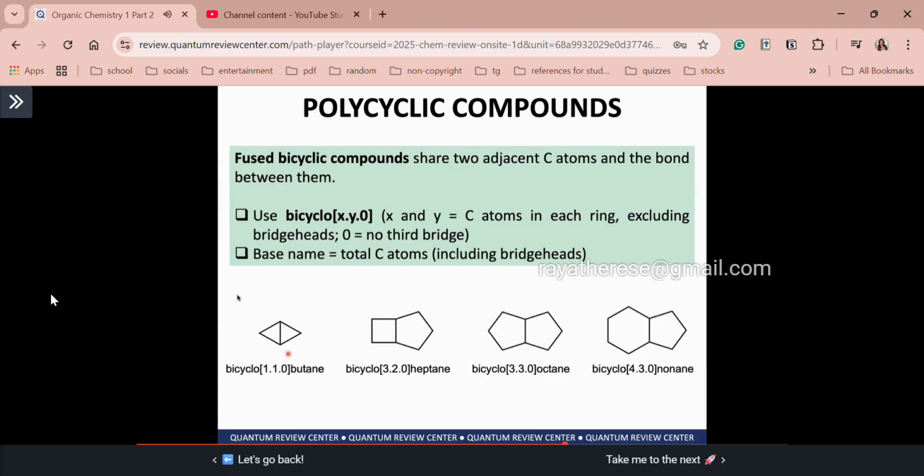Let's check our first sample problem. Sample polycyclic fused bicyclic compounds. Class, let's see bicyclo[1.1.0]butane. As you can see, how many carbons total, including the bridgeheads? 4: 1, 2, 3, 4. That's why it's a butane. Our parent chain is butane.